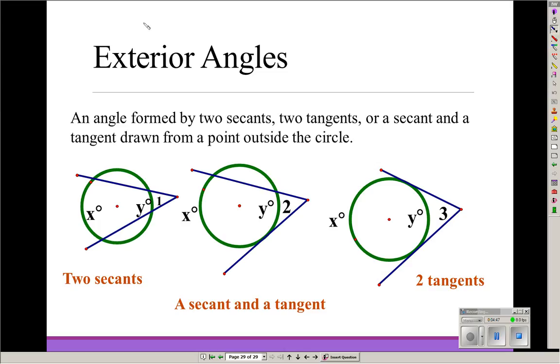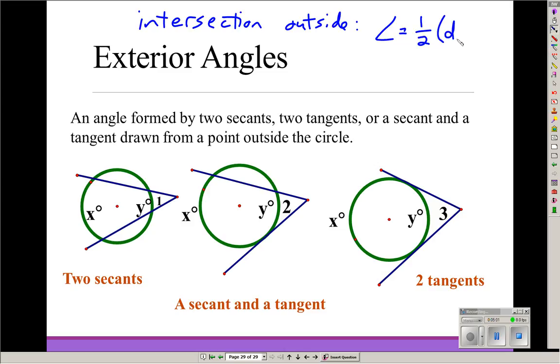And when the intersection is outside the circle, then the angle is equal to half of the difference of the arcs. So when the intersection was inside, the angle was half the sum. Now it's half the difference. And when it's the difference, you do the larger arc minus the smaller arc. So it'll be the arc that's further away from the angle minus the one that's closer to it. When the intersection is outside, the angle is half the difference.